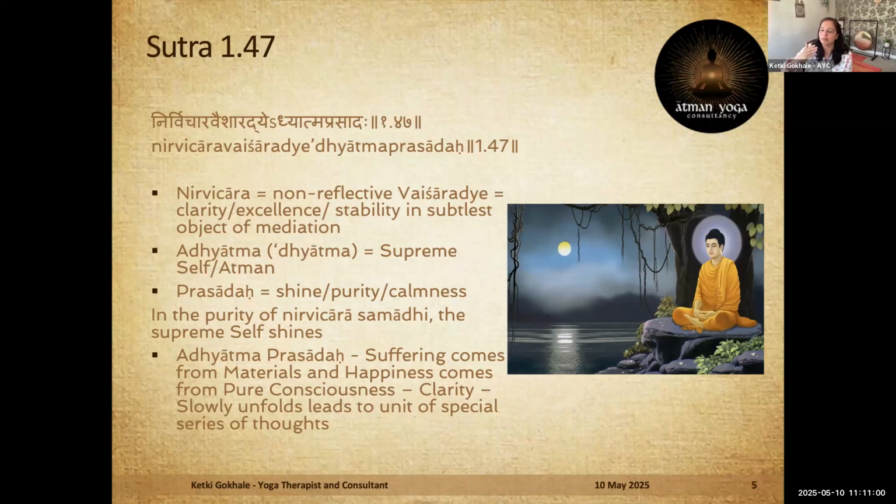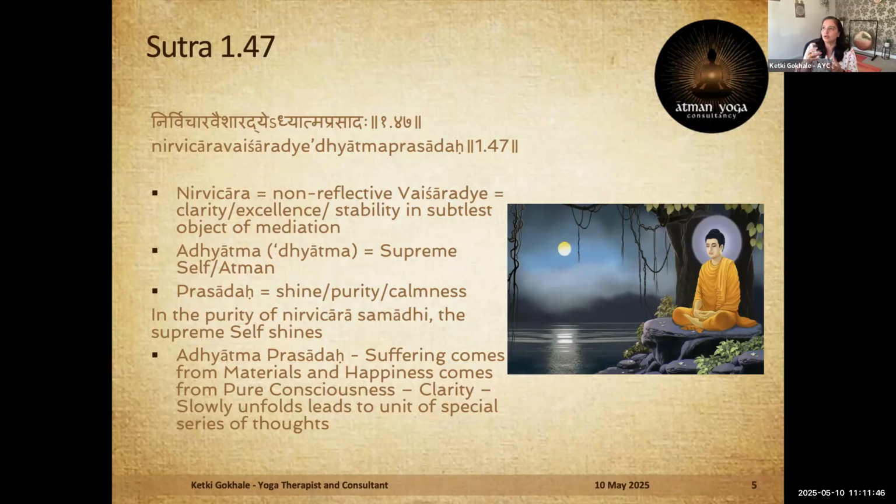But because of the sadhana, because of the meditation, because of reaching higher and higher stages of samadhi up to nirvichara samadhi, this excellence, the yogi can experience, he can differentiate. Okay, so if I still want to suffer, or if I am still suffering, my mind, my chitta, is still bound to the materialistic things or the external world or the elements of Prakriti. So this clarity slowly starts unfolding.